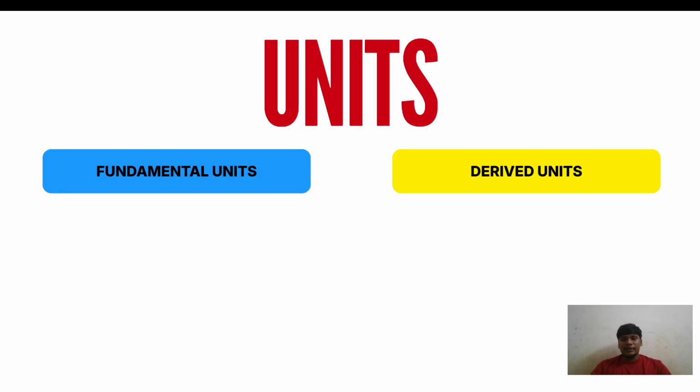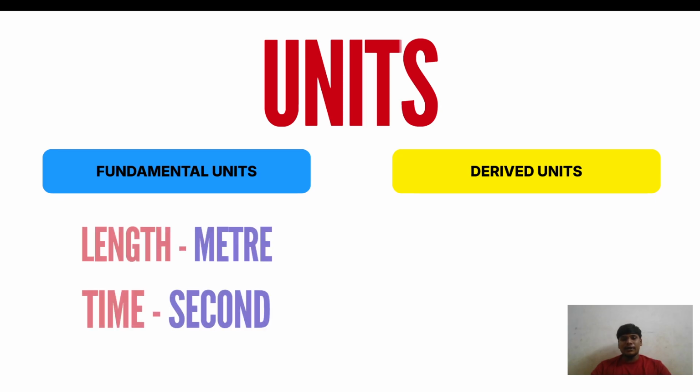For example, the fundamental units are length and time. Length and time are the fundamental units. Length's unit is meter, time's unit is second. So these are considered as fundamental units. There are five more fundamental units ahead of this. So the derived units are derived from these fundamental units.